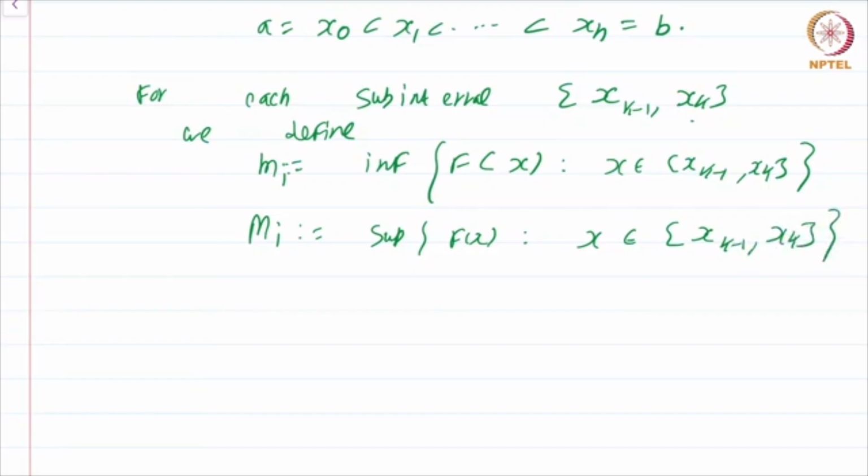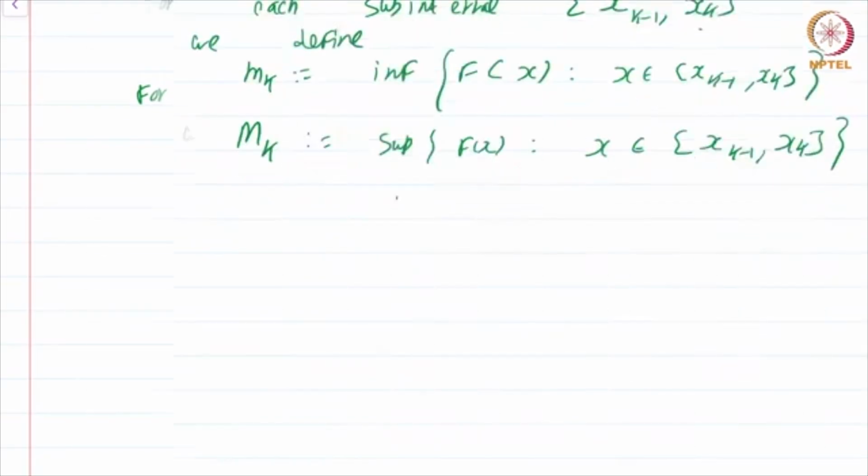Okay, so these should actually be small m_k and capital M_k, because k is the variable that I have used as the running index. So on each subinterval you look at the supremum and the infimum of the values of the function f and call them small m_k and capital M_k.